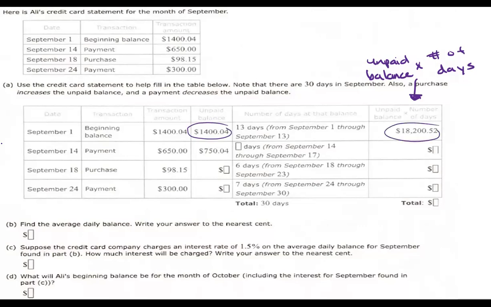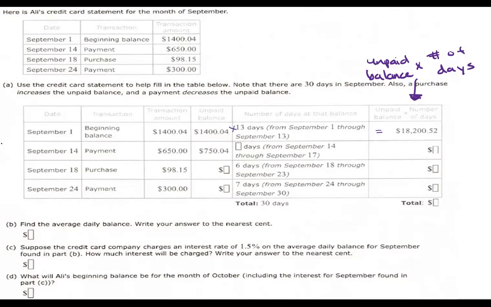$1,400.04. So how are they getting this much here? Well, all they're doing is multiplying the $1,400.04, and then multiplying that by the number of days it's been sitting at this amount. So this is how a credit card works. They just multiply these two, the $1,400.04 multiplied by 13, and you get $18,212.52. So that's how they got that number. And basically, that's what we're going to be doing for the rest of these other cells.